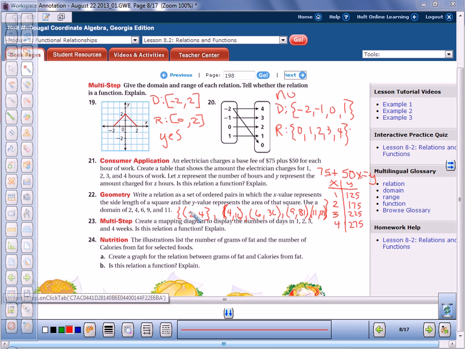If a square had a side of 2, what would the area be? 4, 2 squared. Side of 4, 16. Side of 6, the area would be 36. Side of 9, the area would be 81. A side of 11, the area would be 121. Any questions?